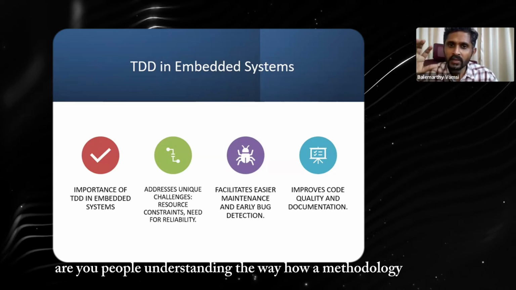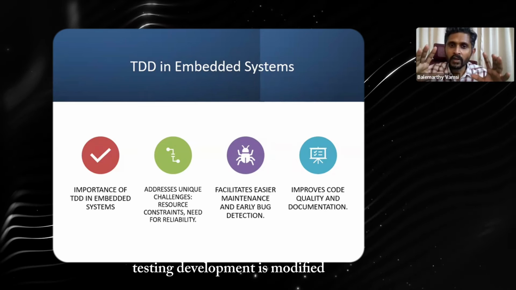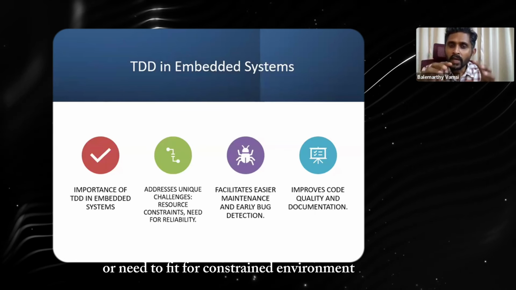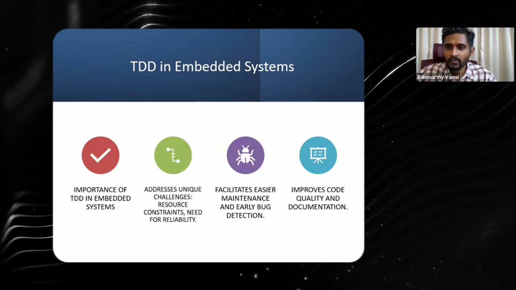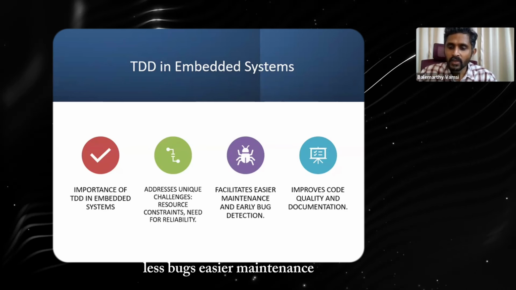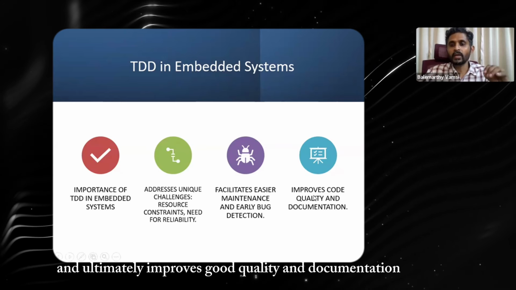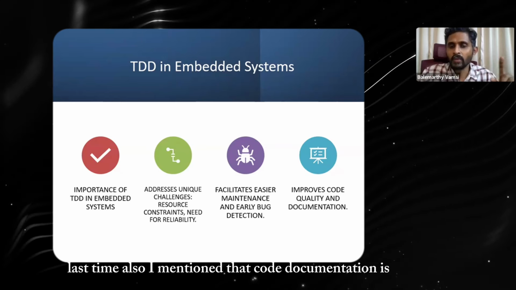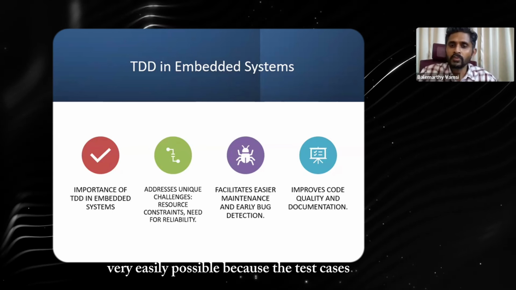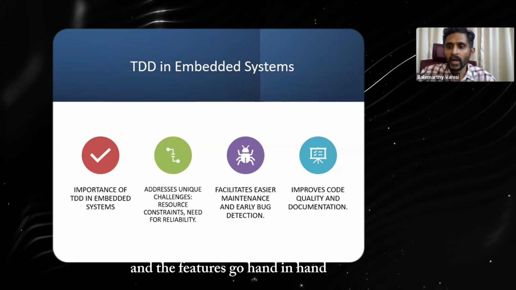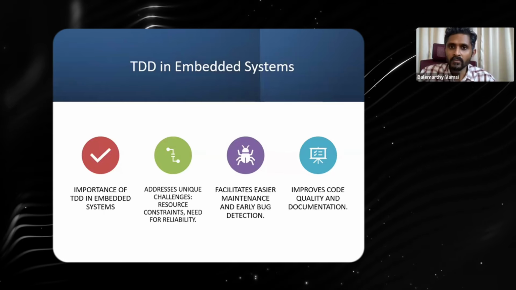Are you people understanding the way how a methodology called test-driven development is modified or made to fit for a constrained environment like embedded systems? Less bugs, easier maintenance, and ultimately improves code quality and documentation. Last time also I mentioned that code documentation is very easily possible because the test cases and the features go hand in hand, or rather the test cases and the code go hand in hand.